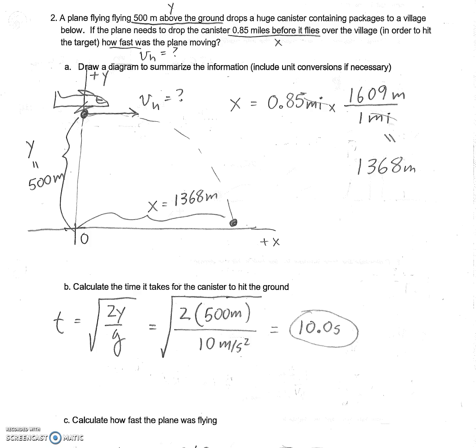So we've got t equals the square root of 2 dy over g. We'll plug in 500 meters for our vertical distance or our y value, 10 meters per second squared for g. So 2 times 500 divided by 10, take the square root. It's going to take 10 seconds for our projectile to hit the ground.